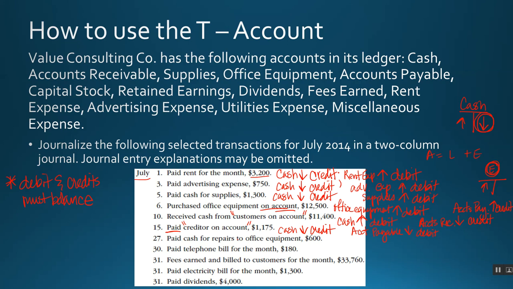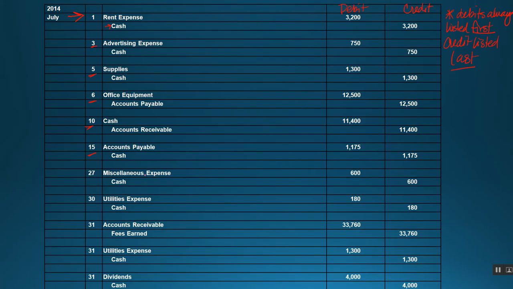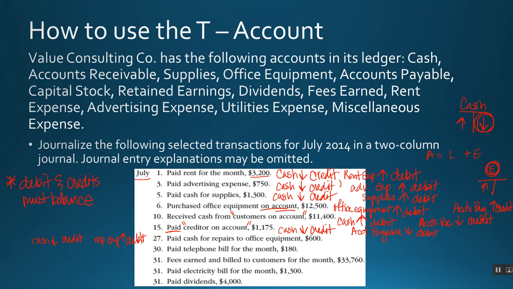Paid cash for repairs to office equipment, so cash and repair expense. Cash is decreasing, money going out. Expenses are increasing. Cash decreases on the credit side. Expenses always increase, and they increase on the debit side. So that's what we see here. They call it miscellaneous expense. So, and then cash. You guys seeing that? So that's how we treat these.